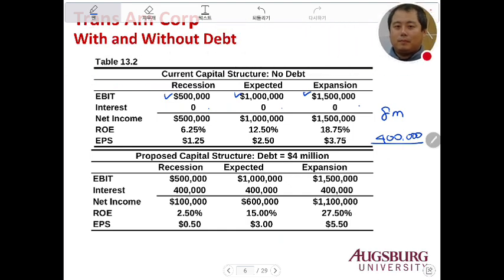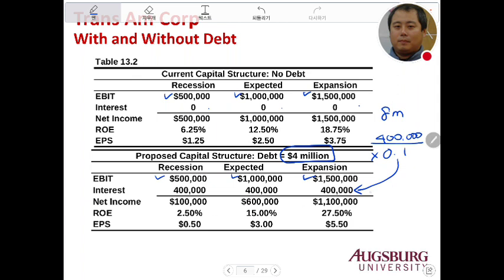Now let's see the proposed capital structure. Now the debt increases to 4 million. So with EBIT the same, from 500,000 to 1.5 million in 3 scenarios, but we also have to pay interest because now we have $4 million debt and the interest rate is 10%. So interest is 400,000, and it doesn't matter whether your EBIT is higher or lower, you basically have to pay this cost. So you pay 400,000, then your new net income is 100,000, 600,000, and 1.1 million.